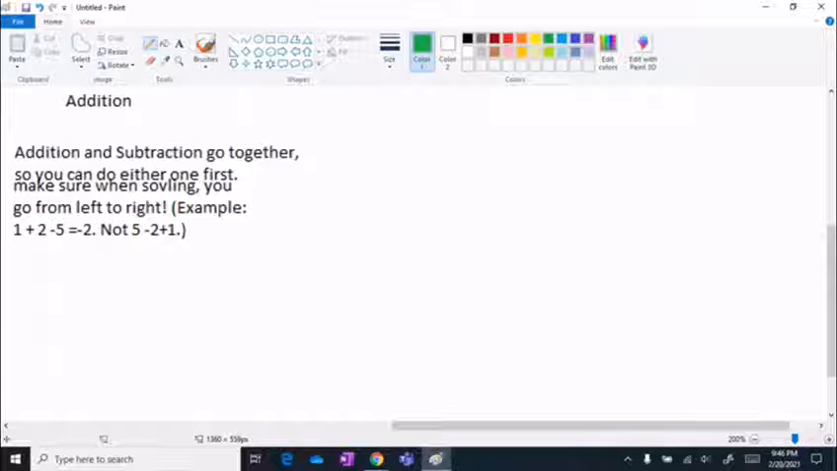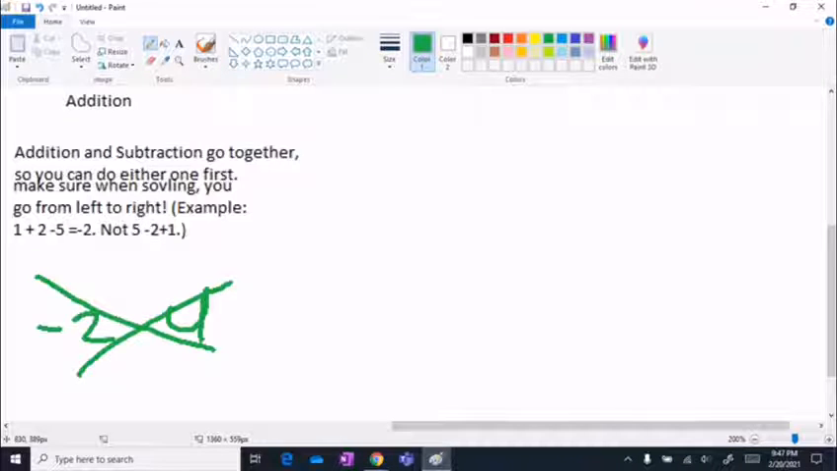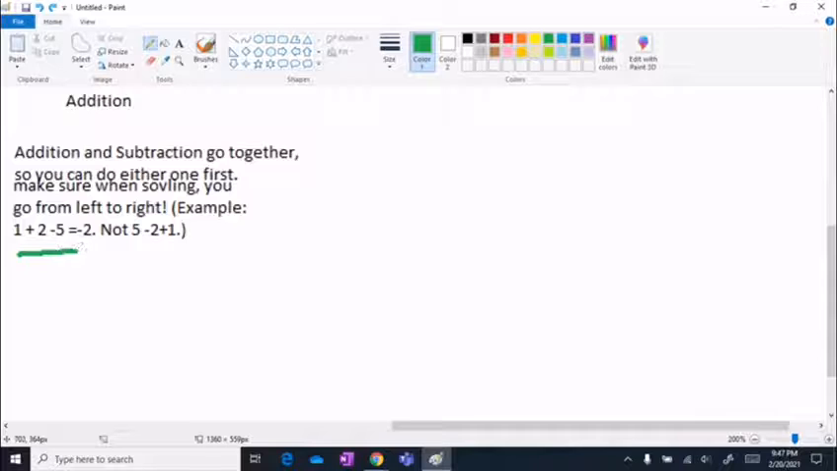Boom, we're on addition. Based on the description, addition and subtraction go together, so you can do either one first. Make sure when solving, you go from left to right. For example, you want to go 1 plus 2 minus 5, which equals negative 2. Don't go backwards and go 5 minus 2 plus 1. Because 1 plus 2 minus 5 is negative 2, but 5 minus 2 is 3 plus 1, which is 4. And you just have two different answers now, which is going to get people confused. So you don't want to do that. That's why we say you go from left to right, not right to left.